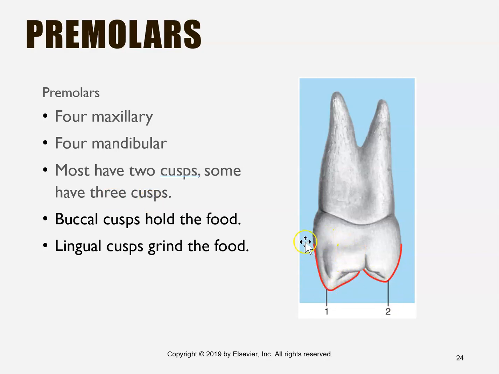So the buccal cusp, which is the outside, holds the food, and then the food goes inside, and the lingual cusp kind of grinds the food. So it holds the food and grinds the food.